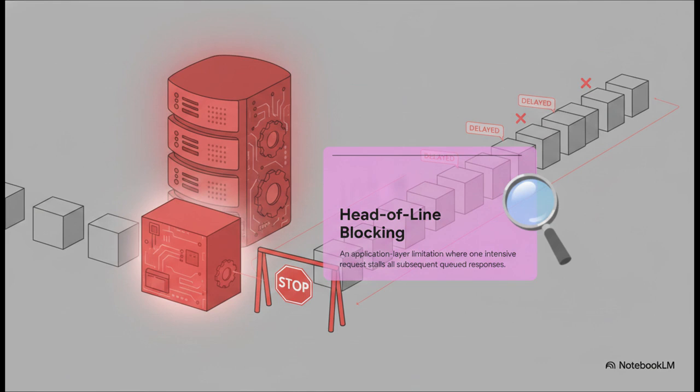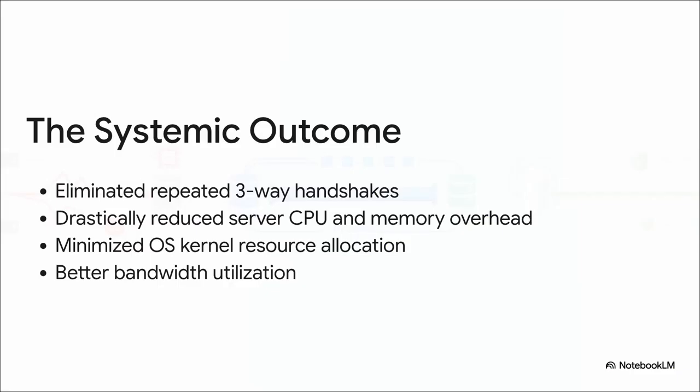HTTP/1.1 actually tried to introduce a feature called HTTP pipelining to send multiple requests back to back, but the specification strictly required responses to return in exact chronological order. Pipelining basically failed in the real world because of this strict traffic jamming rule. But hey, despite that limitation, the final systemic outcome of HTTP/1.1 was absolutely revolutionary.